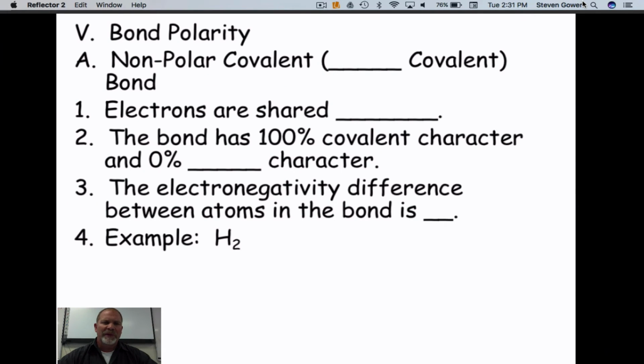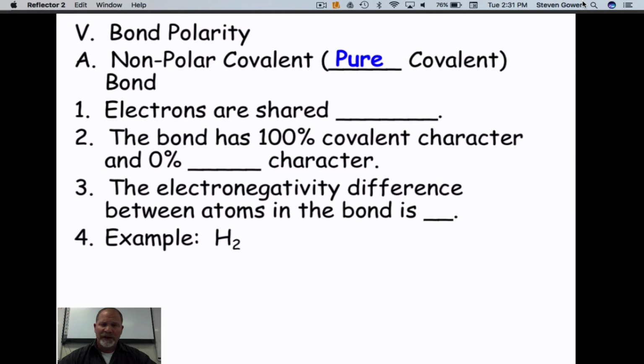We're moving into bond polarity. Basically, we have three types of bonds. We're going to realize that covalent can be broken down into nonpolar and polar. We've talked about that. We also understand that ionic and covalent aren't enemies, they're actually working together. So the first type we're going to talk about is nonpolar covalent.